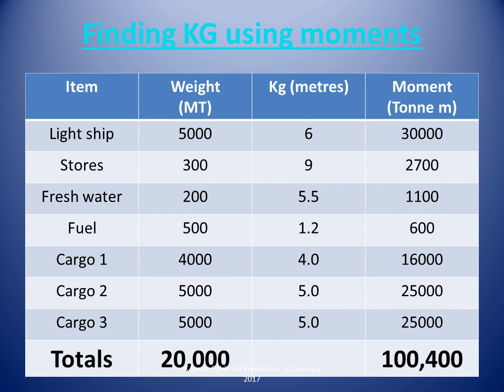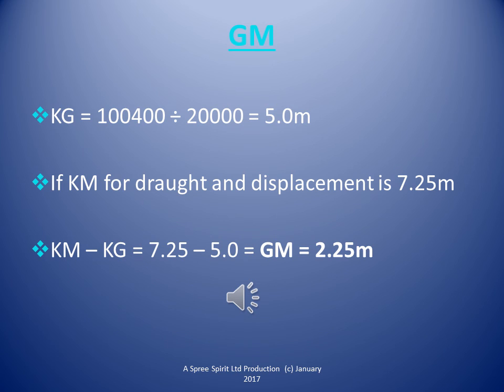The sum of all these moments is then divided by the total weight, resulting in a new KG. The sum of all the moments in the example is 100,400 ton-meters. Then total weight is 20,000 metric tons. 100,400 divided by 20,000 gives a resulting KG of approximately 5 meters. KG in the example is 5.0 meters. If the KM for the observed draft and displacement is 7.25 meters, KM minus KG equals 7.25 minus 5.0, equals GM equals 2.25 meters.